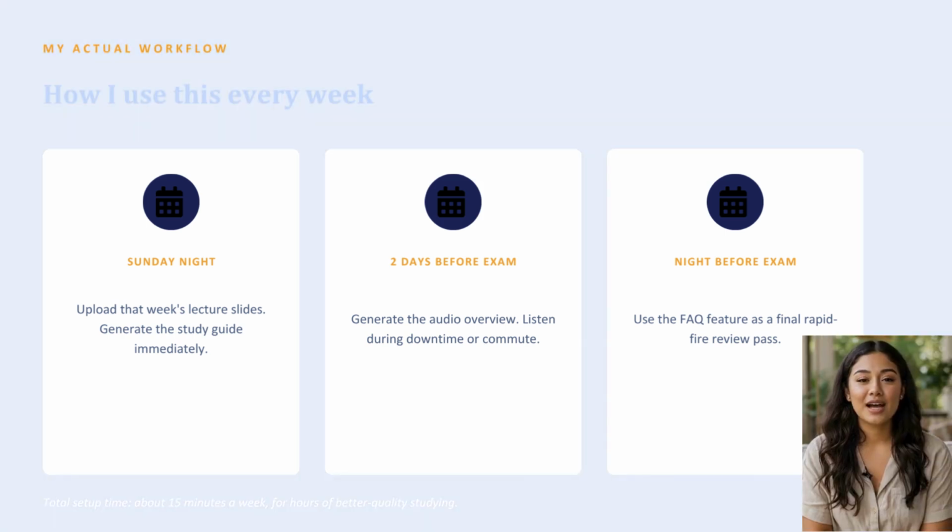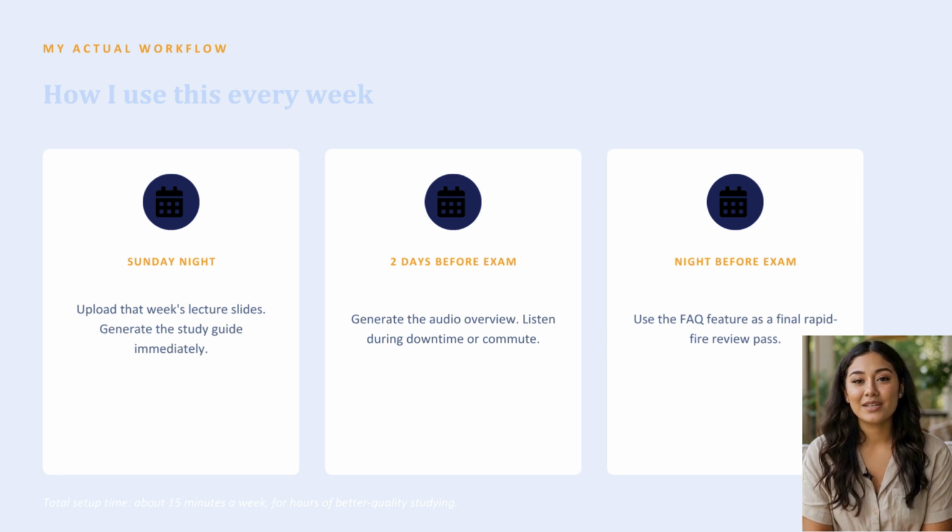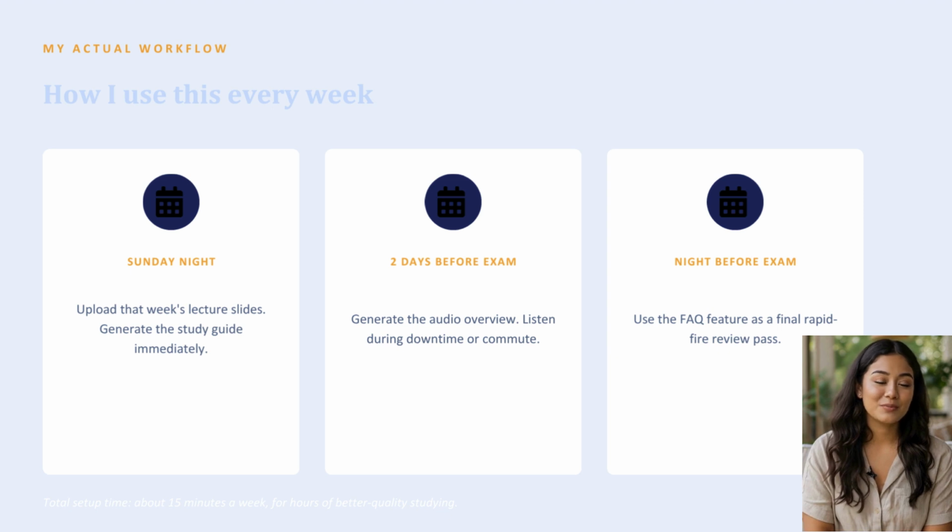So let me show you exactly how I fit this into a real week, because a feature list only matters if you actually use it consistently. Sunday night, I upload that week's lecture slides as soon as I get them, and I generate the study guide immediately, so it's ready before the next class even starts. 2 days before any quiz or exam, I generate the audio overview, and I listen to it during whatever downtime I've already got. Walking somewhere, doing laundry, commuting, dead time I wasn't using for studying anyway. The night before the exam, I run the FAQ feature one final time as a last rapid review pass, right before I go to sleep.